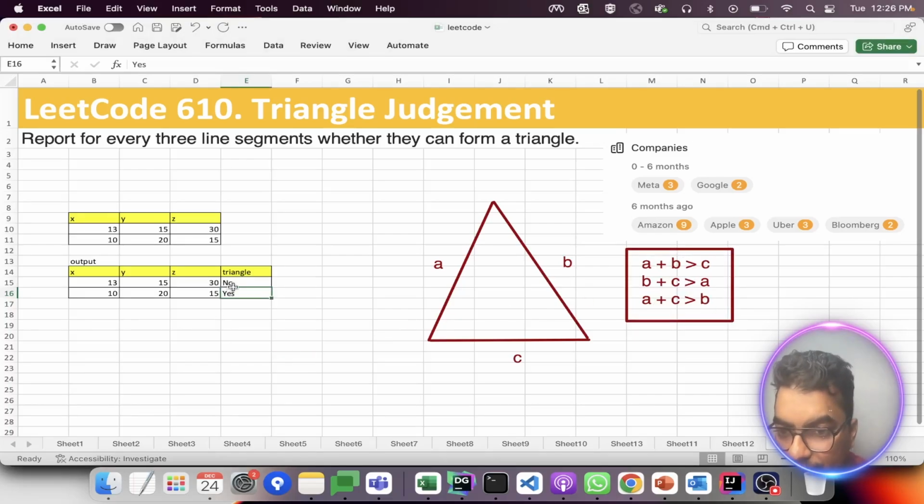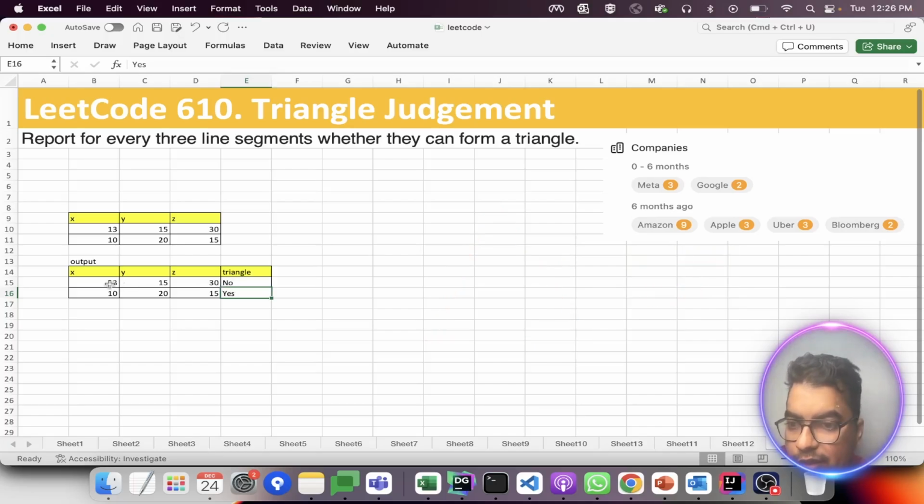In this case, which comes out to be no, let us see why this is no. Because if we add 15 plus 13, which comes out to be 28, and 28 is not greater than 30, that's why this row does not represent a triangle. In this case, if you add 10 plus 20, it is greater than this, 20 plus 15 is greater than 10, and 10 plus 15 is greater than 20. So this represents a triangle.